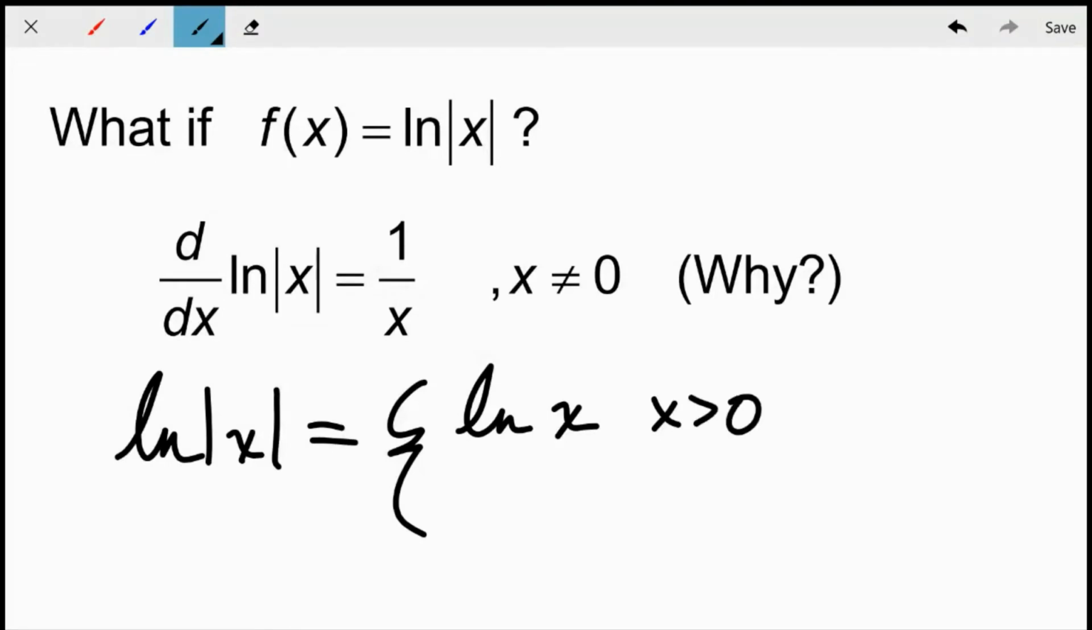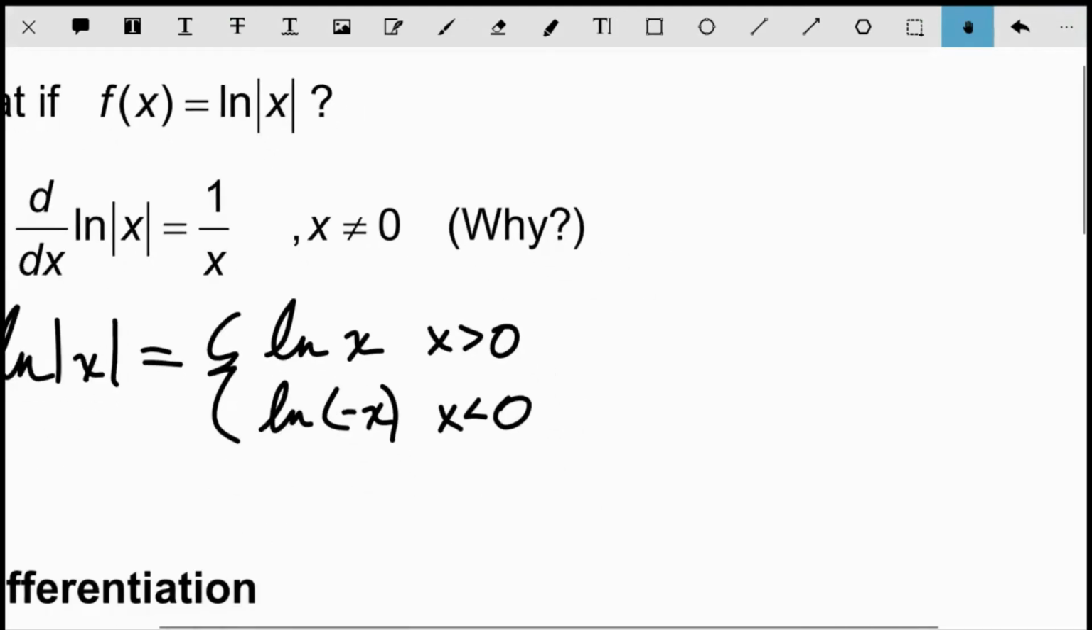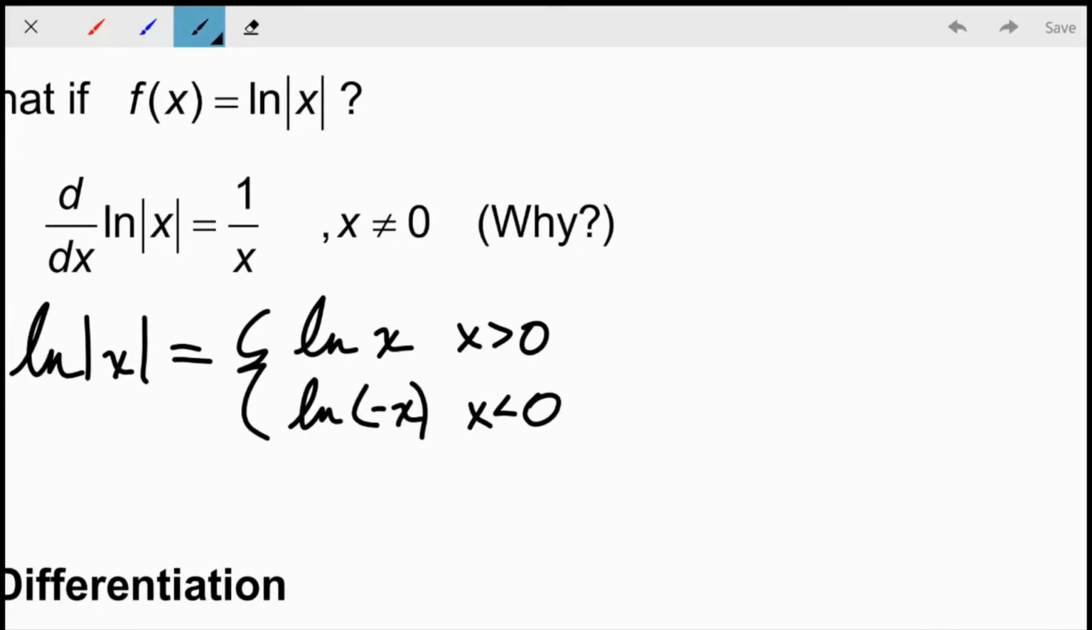I know when I'm to the left of 0, this looks like the natural log of negative x. Okay, and that's for x less than 0. At 0, we're undefined, obviously, so there's my piecewise function. Now, what I want to do here is take a piecewise derivative. And to do that is pretty simple.